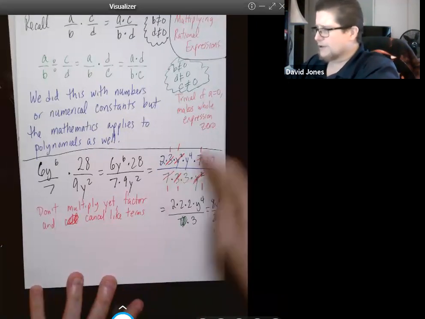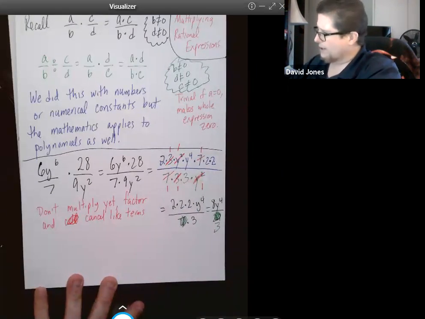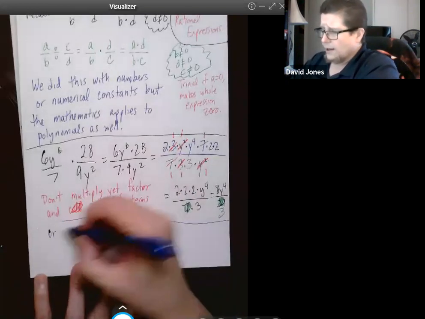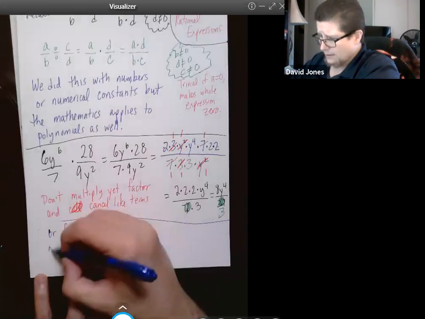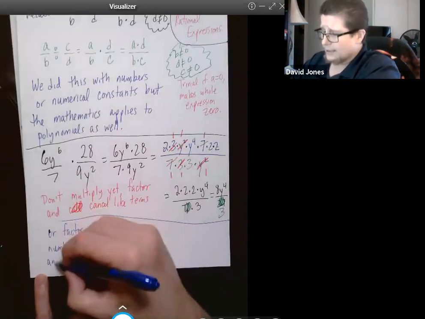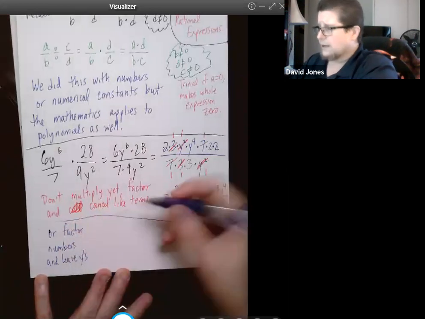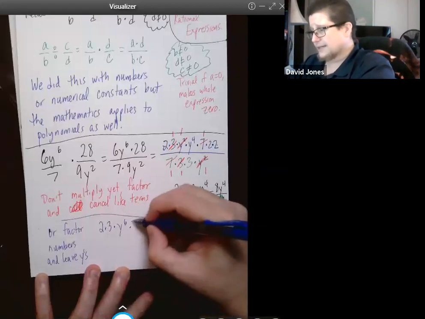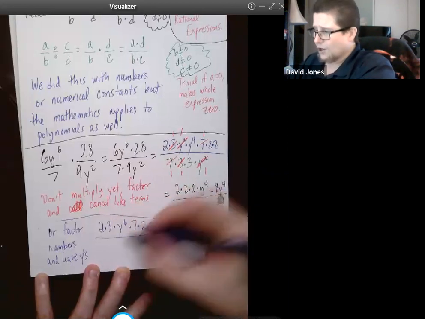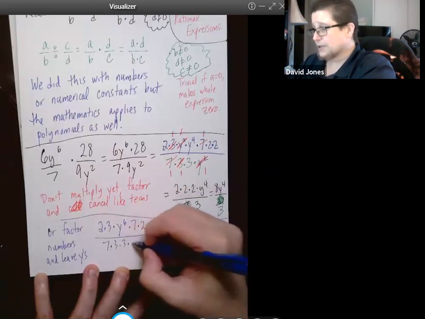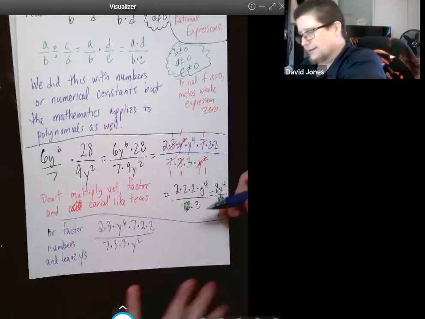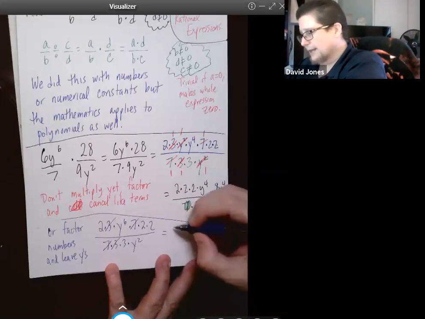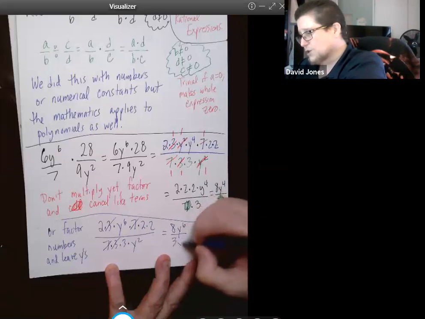There's another way to do this, if you don't like breaking up the y to the sixth into y squared and y to the fourth: factor the numbers and leave the y's. So 2 times 3 times y to the sixth times 7 times 2 times 2 over 7 times 3 times y squared. Same stuff's going to cancel, a 7 and a 3. And we're going to be left with 8y to the sixth over 3y squared.